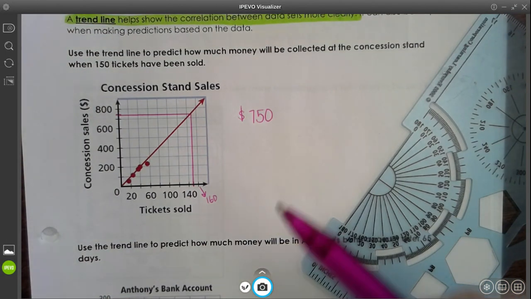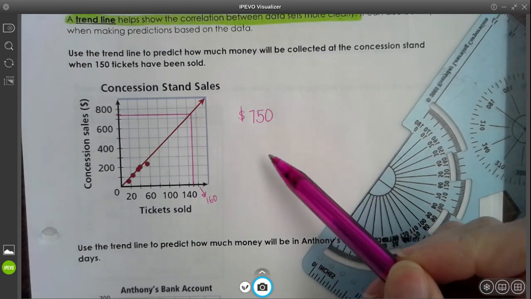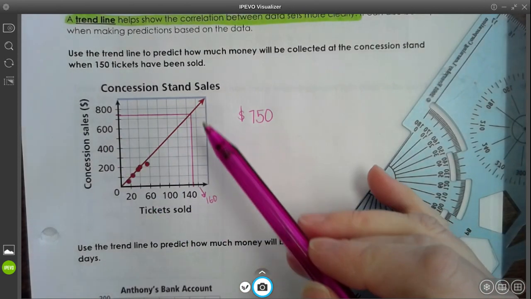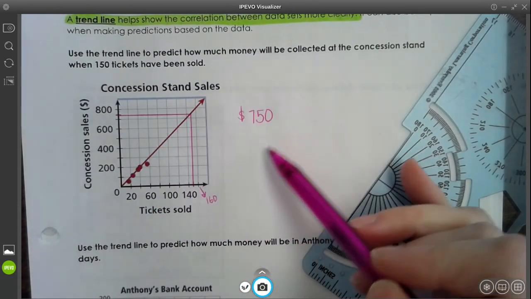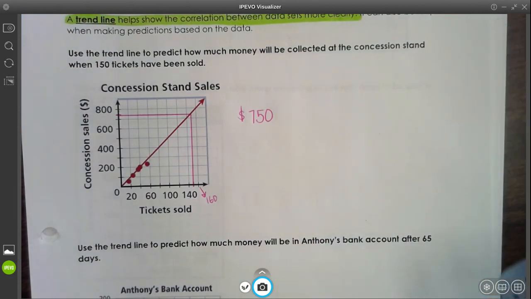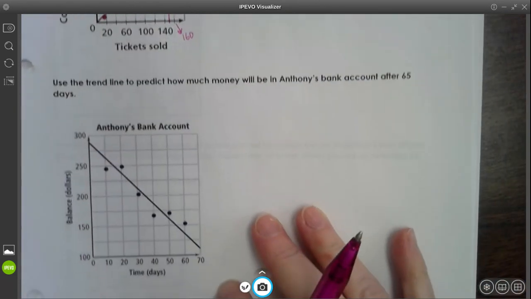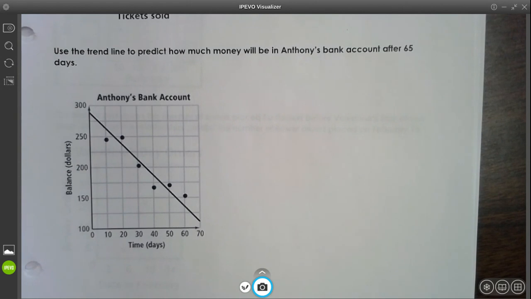Now, of course, we're not all going to have the exact same number. It depends, because this is kind of an estimate, but we should all be around that number when we do this problem. Next: use the trend line to predict how much money will be in Anthony's bank account after 65 days.